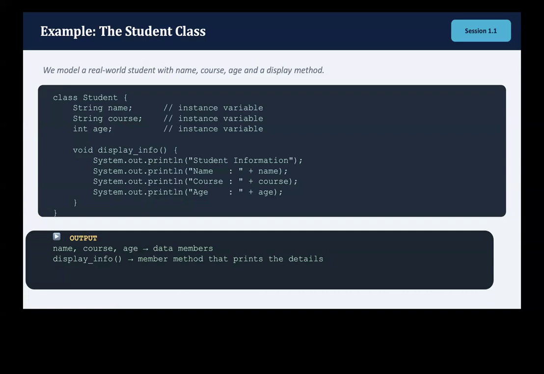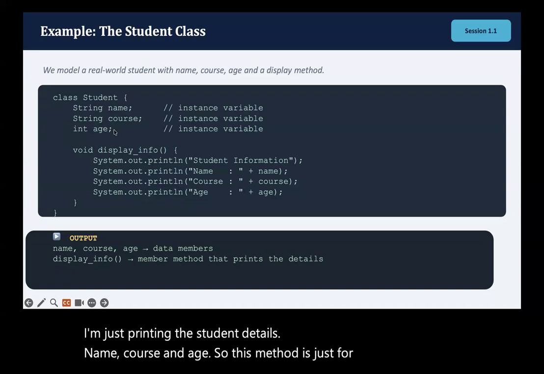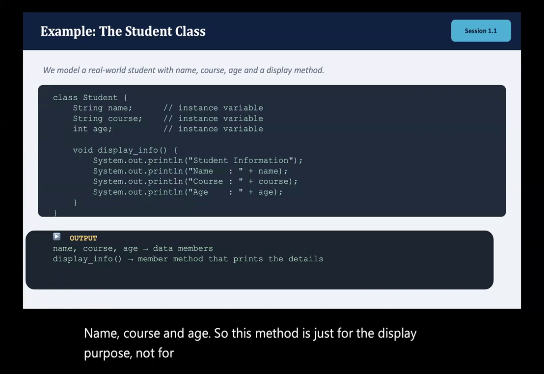Okay. This is it, void as an empty? Yes, it's an empty data type. So in this example, I'm not calculating anything. I'm not returning anything. I'm just printing the student details, name, course, and age. So this method is just for display purpose, not for any calculation.